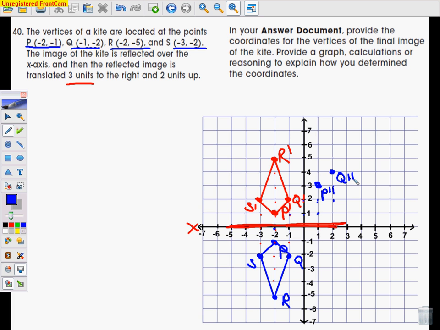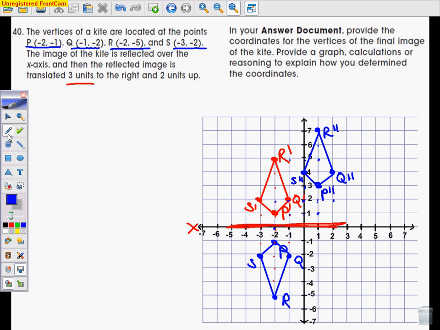Let's do R. 3 to the right: 1, 2, 3. 2 up: 1, 2. So there's R double prime. And S. 3 to the right: 1, 2, 3. And then 2 up: 1, 2. So there's S double prime. Again, we're going to go ahead and connect those with lines. So here's our final image. Okay, so there we go. We went 3 units to the right and 2 units up.